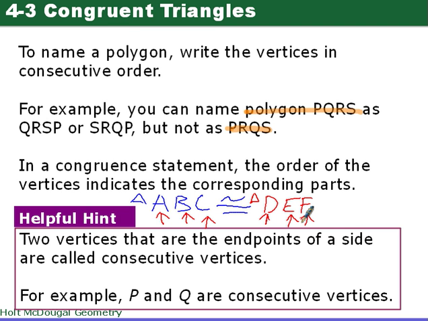The other helpful hint: 2 vertices that are endpoints of a side are called consecutive vertices. So in ABC, you can see that we have AB next to each other here, and BC are next to each other, and they are next to each other in the picture here as well.